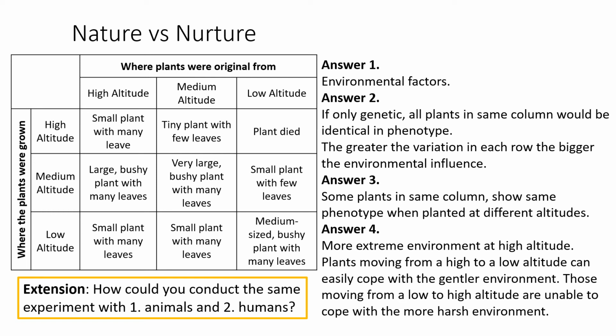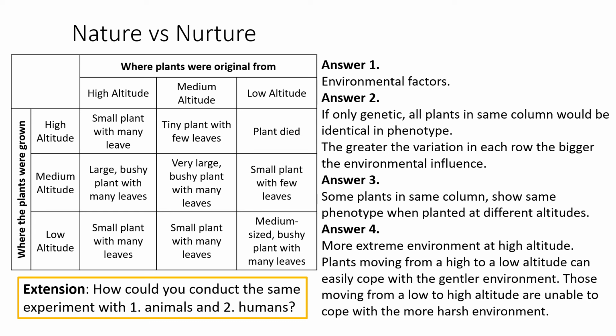Well, if only genetic, all the plants in the same column would be identical in phenotype. If it was only genetically influenced, then changing the environment would make no difference to the plant at all. So a plant from high altitude would look exactly the same no matter where you planted it. A medium altitude plant will look exactly the same no matter where you planted it. And a low altitude plant will look exactly the same regardless of where you planted it. And that's not the case, and that's how we know there's a genetic impact here.